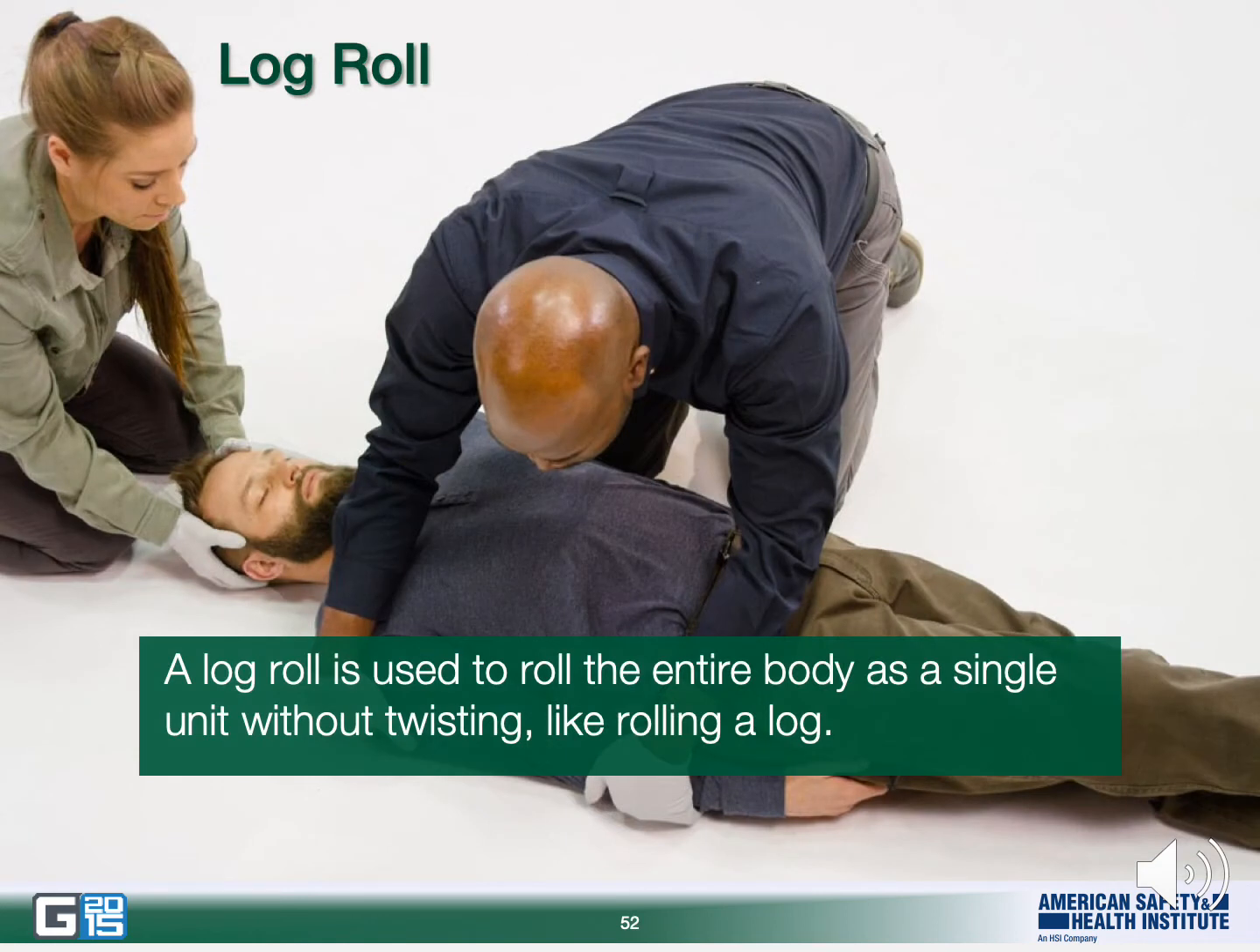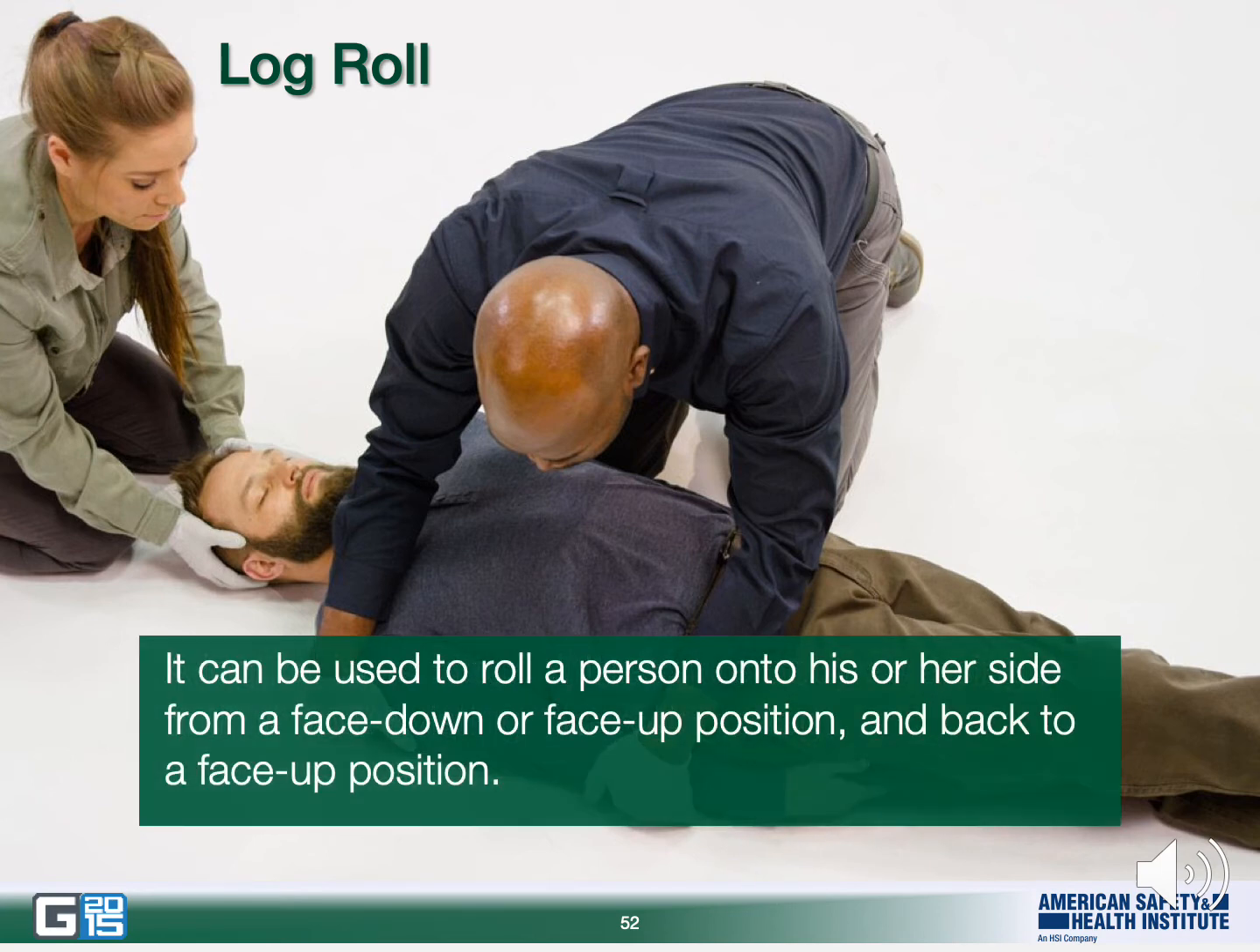So here they're showing you a log roll, which you guys already know how to do. Note that he's got his hands at the shoulder and at the hip area, and she's supporting the spine. This could be used to do a blood sweep down the back, to put him in a rescue position, or to get a tarp under him. There's a variety of reasons why you might want to do that. You want to keep him face up as much as you can.